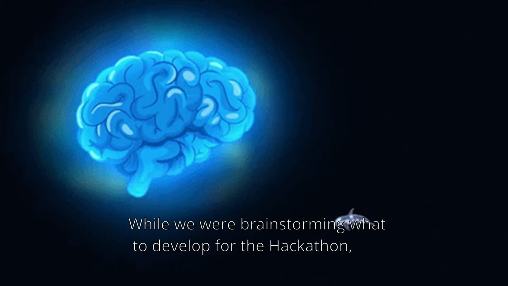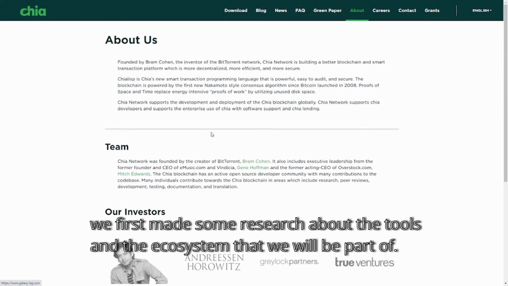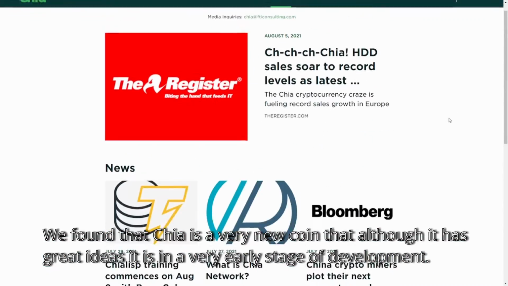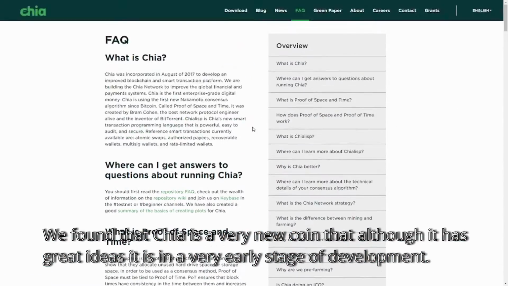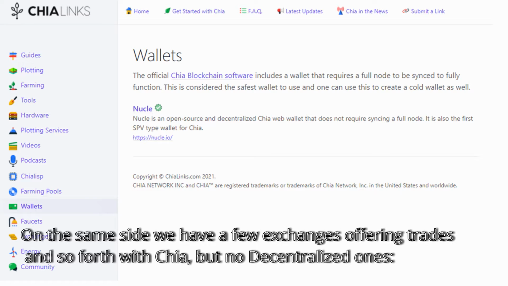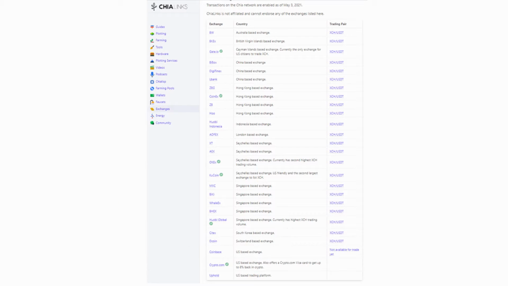While we were brainstorming what to develop for the hackathon, we first did some research about the tools and ecosystem that we will be part of. We found that Chia is a very new coin that, although it has great ideas, is at a very early stage of development. By exploring the ecosystem, we found just one external wallet. On the same side, we have few exchanges offering trades with Chia, but no decentralized ones.